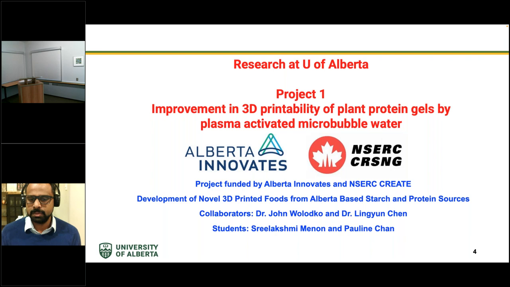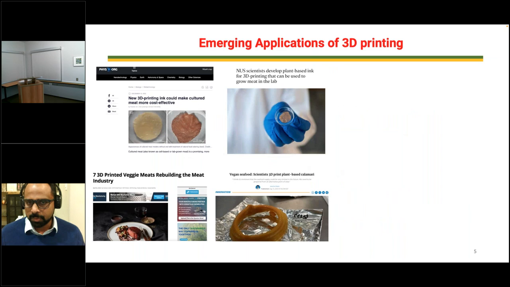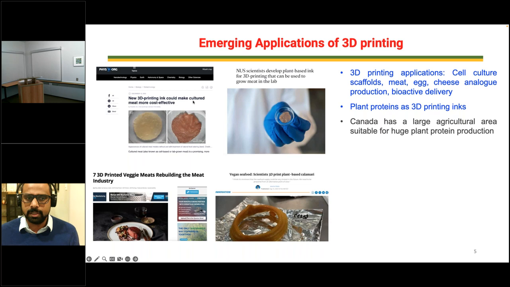Before jumping into the project details, I would like to mention some of the emerging applications of 3D food printing. The first one is cellular agriculture. For example, you might have heard about cultured meat or lab-grown meat. For meat cells to grow, they use certain scaffolds. So 3D printed plant-based scaffolds can be very suitable for meat cells to grow.